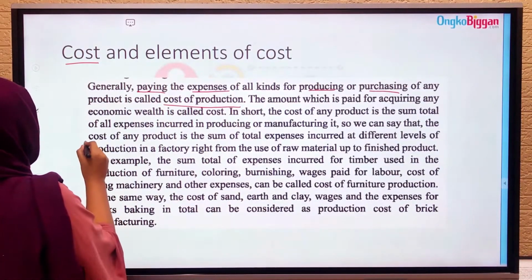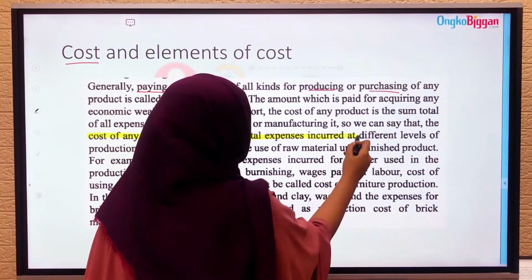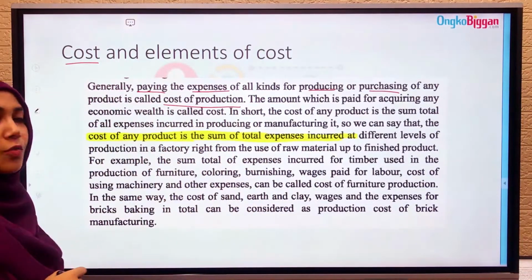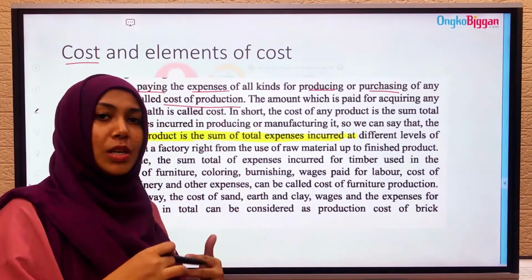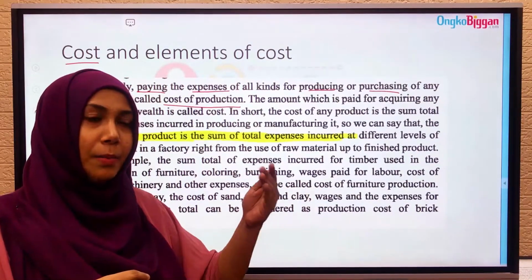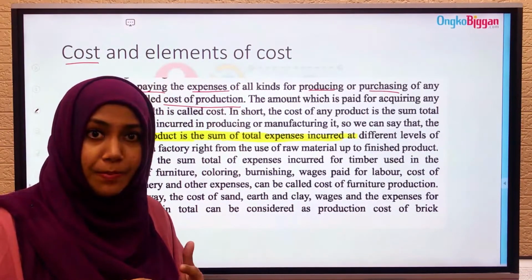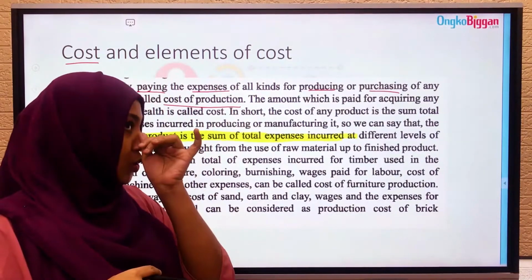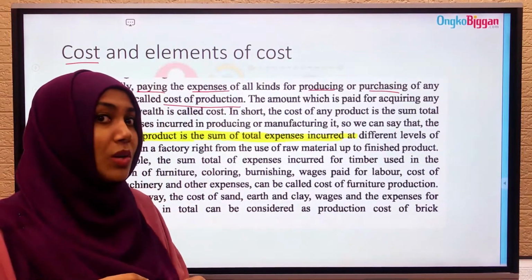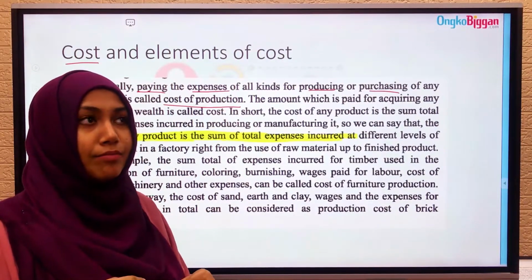Let me highlight this. Cost of any product is the sum of total expenses. Total expenses of what? Total expenses of producing or total expenses of purchasing. It can happen at any level of your purchase: delivery charge, toll charge, dock charge, shipment charge, offloading charge, truck charge, labor charge. An allowed discount can also be part of it. If you get the discount, then it will affect our expenses, right?